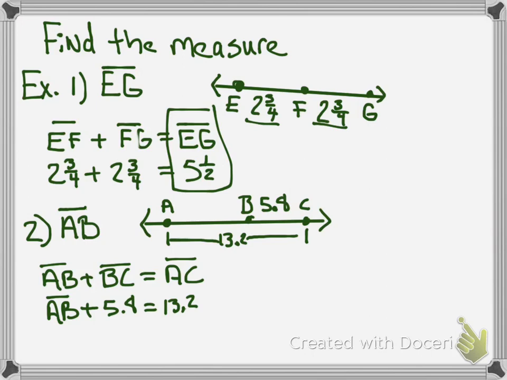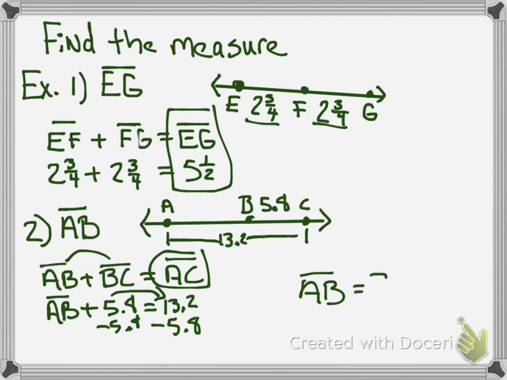So this is where we do some basic algebra and we solve by subtracting, because we would have added these 2 segments together to get this one right here. So I can subtract, kind of undo, to find out what the other little one is going to be. So AB here is equal to 7.4.